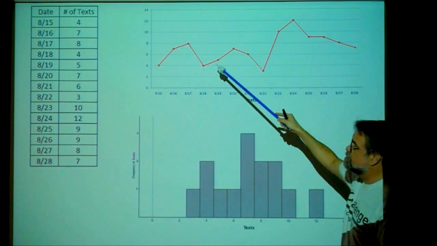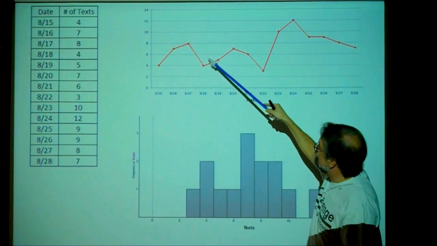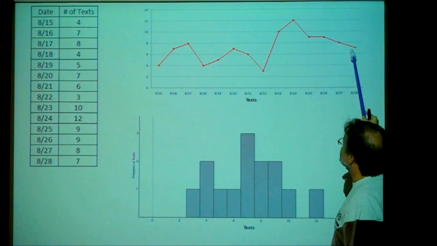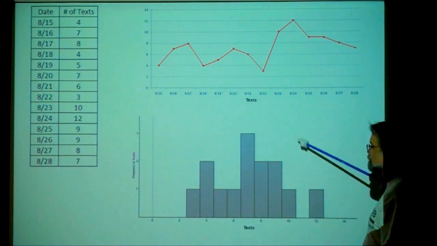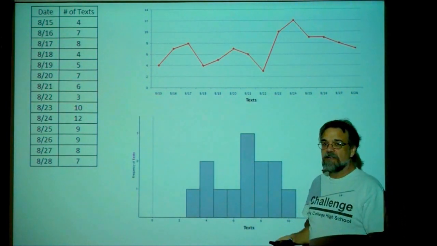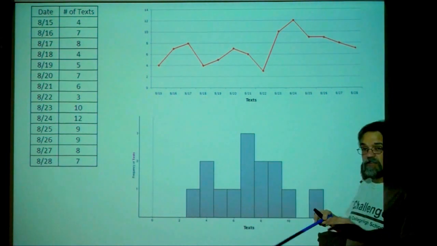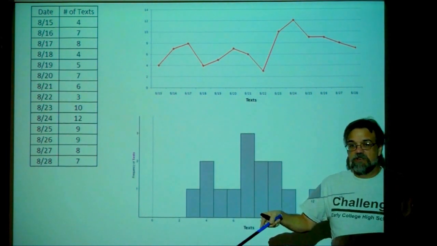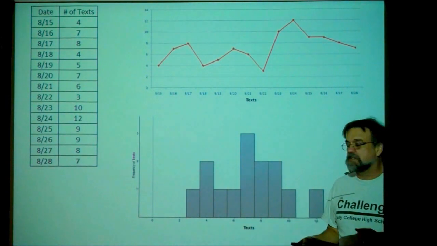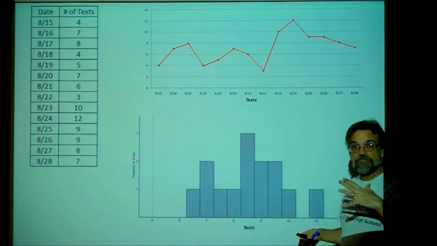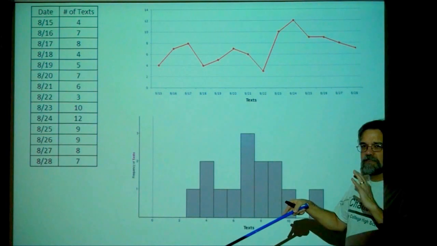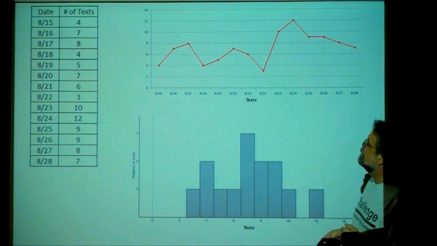The time plot can show you different changes that are happening over time, and that's something that a histogram is not going to tell you. But a histogram is going to be very good at showing you the center, the spread, the minimum, the maximum of the number of texts I'm sending, and the general shape of the data. So it's showing you two very different things.